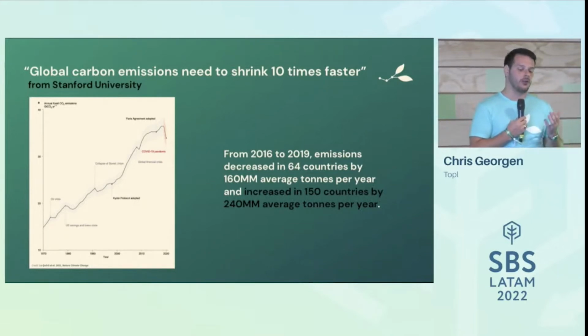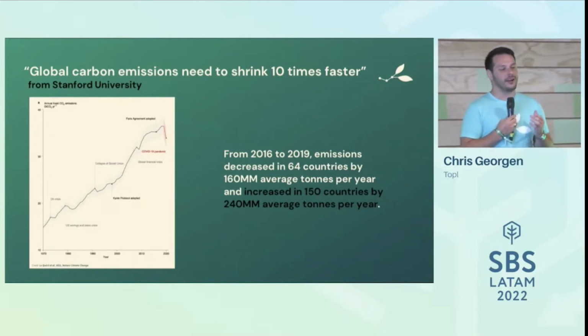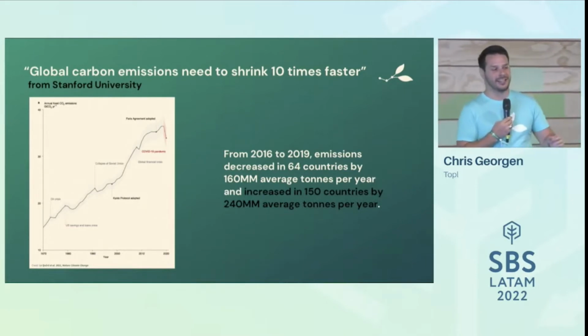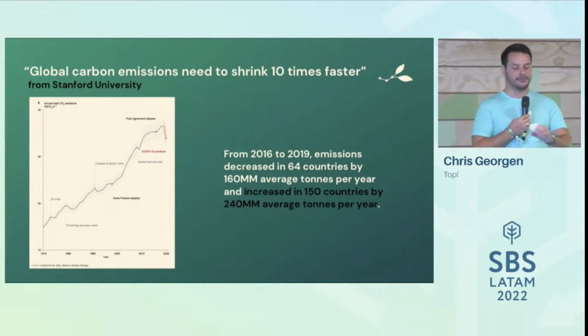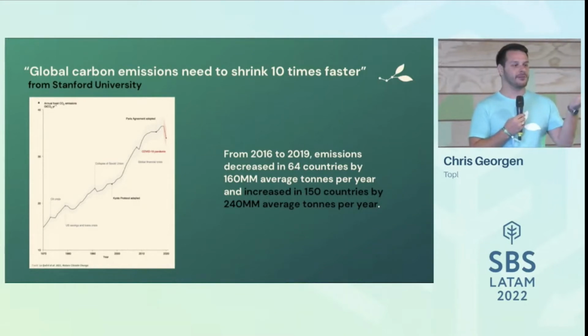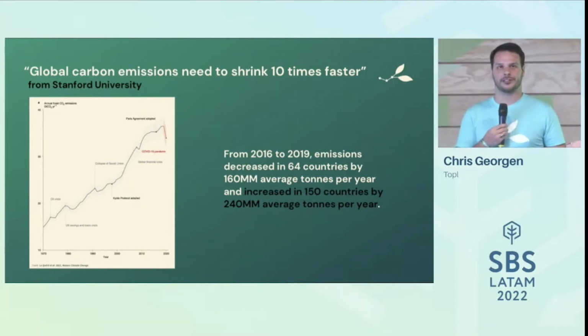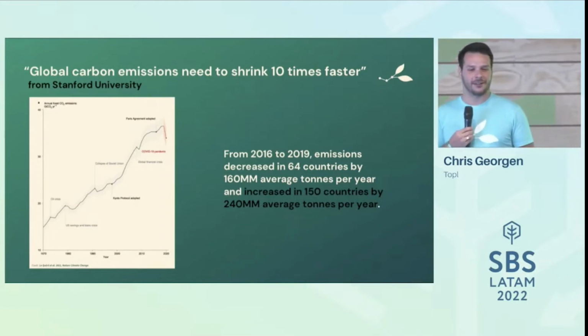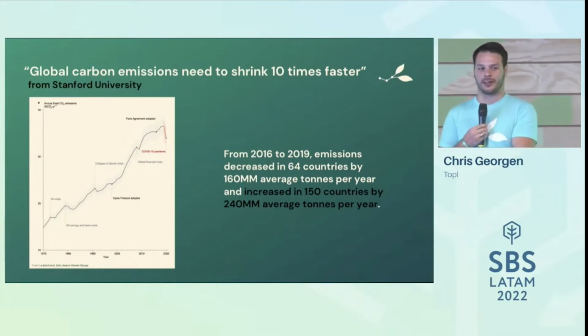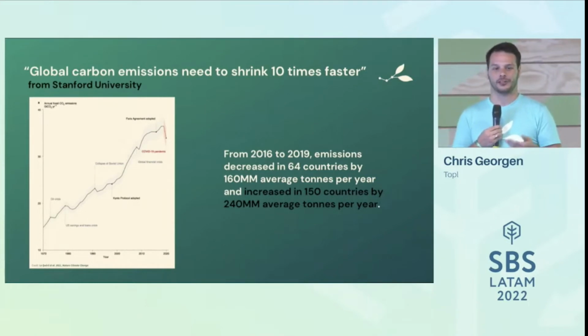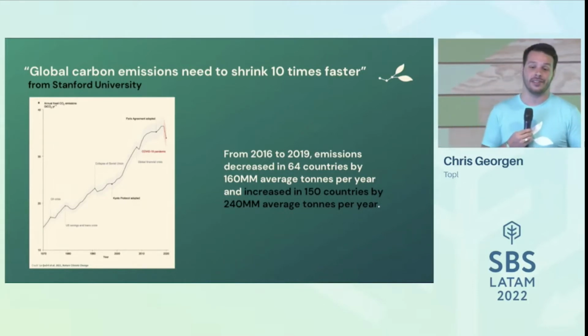And the title of the article was Global Carbon Emissions Need to Shrink 10 Times Faster. But if you go into that article, carbon emissions aren't shrinking. They're shrinking in 64 countries, but they're growing in 150 countries, and the amount of the countries that are increasing their carbon emissions are bigger than the amount of the countries that are reducing their carbon emissions. So this seems like a very strange title to me, that yes, some people are reducing, but globally we're not reducing, so we need to even do a lot more than just reduce faster. We need to actually start globally reducing, and we're not even there yet.